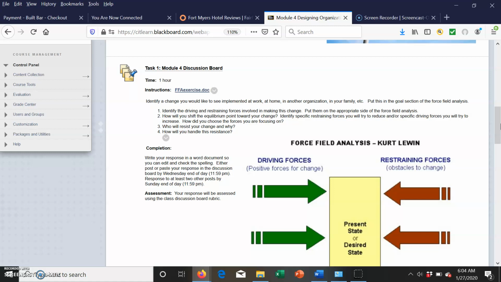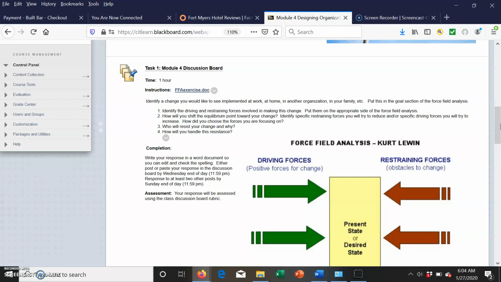Restraining forces are also oftentimes people who don't want to change, but can sometimes come from external forces that you don't have any control over as an individual or as an organization. And sometimes it's just status quo. Excuse me, people don't like to change.